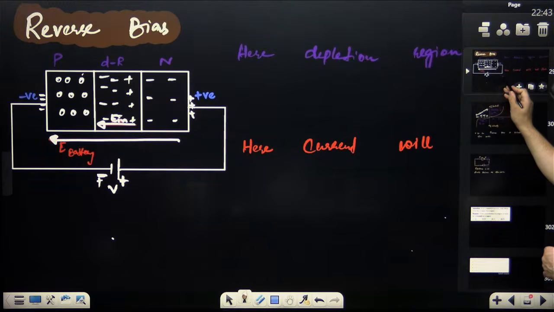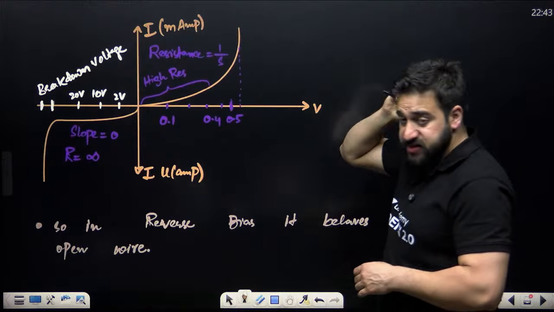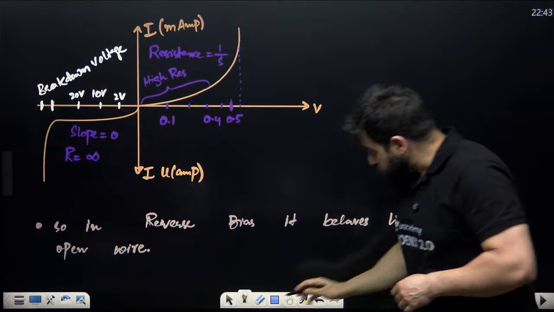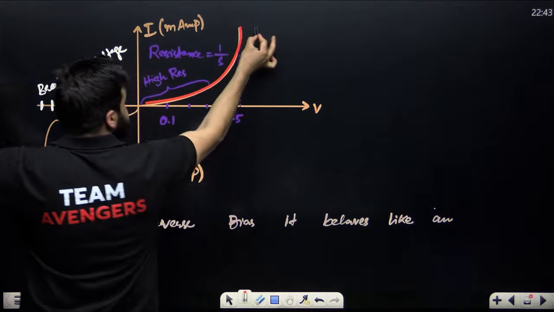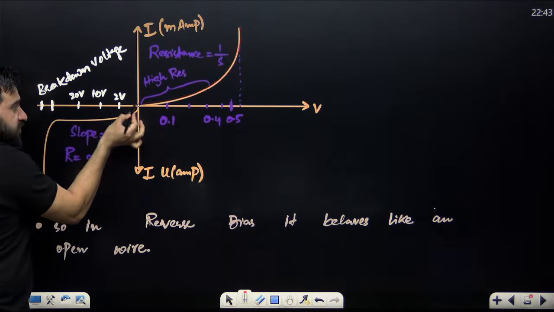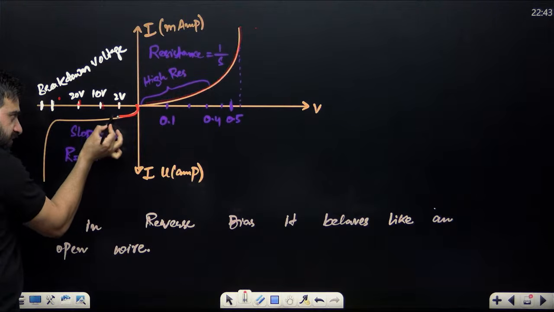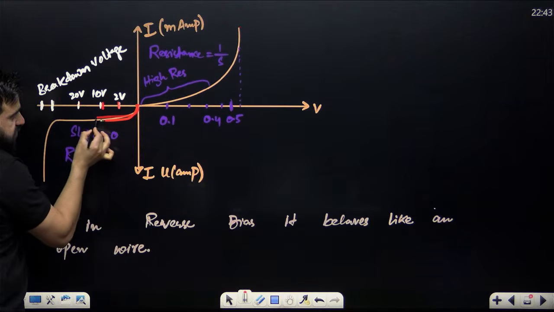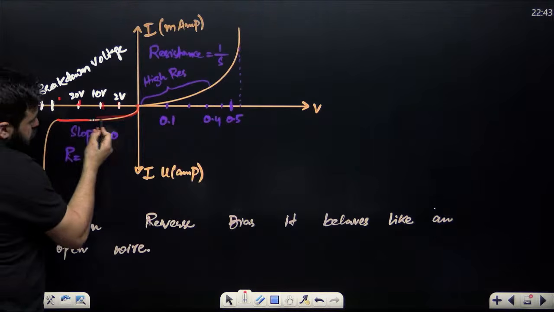Now, my dear NEET aspirants, listen to me very carefully. This is the graph of forward bias. What I'm trying to say is that in case of reverse bias, when you apply the negative potential, the current in this case is very small.